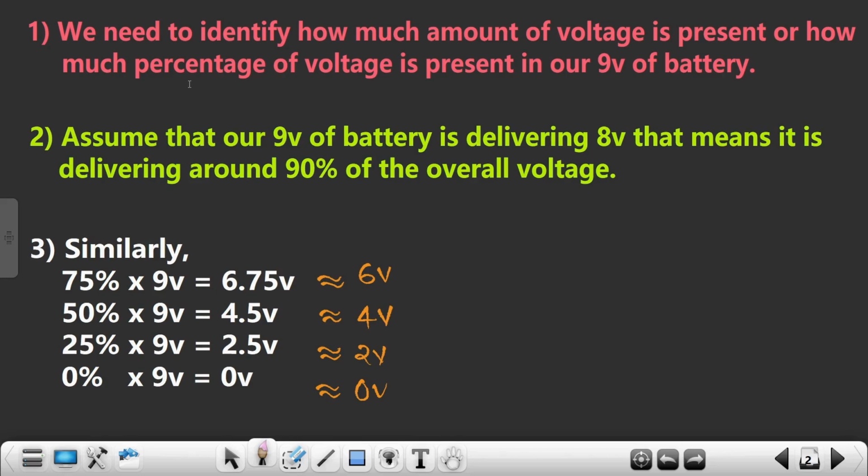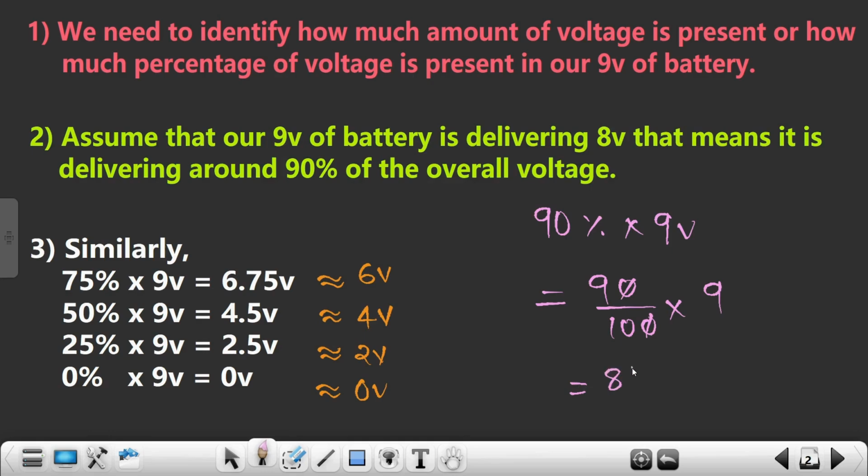So you always see the percentage whenever we deal with projects which involve identifying the percentage of our battery, right? Remember, whenever you are dealing with this kind of project, you should focus upon the percentage of your battery. Assume that our 9 volt battery is delivering 8 volts. That means it is delivering around 90% of the overall voltage. 90% of the overall voltage, which is 9 volts, is 90 by 100 into 9. The 0 gets cancelled. 9 nines are 81. So 81 divided by 10 is 8.1 volts, which is approximately equivalent to 8 volts, right?